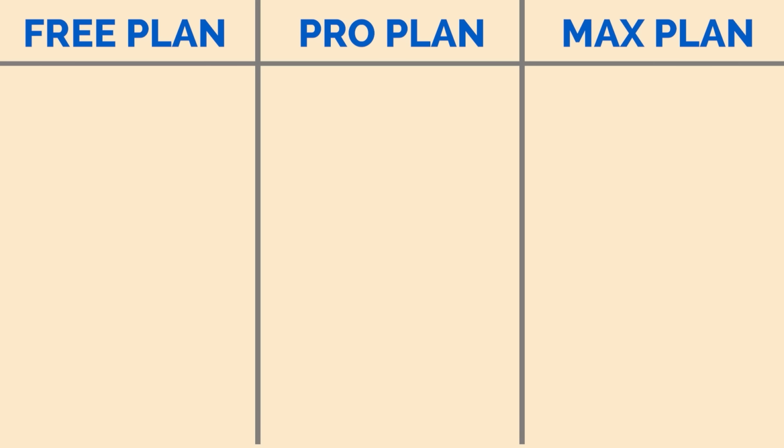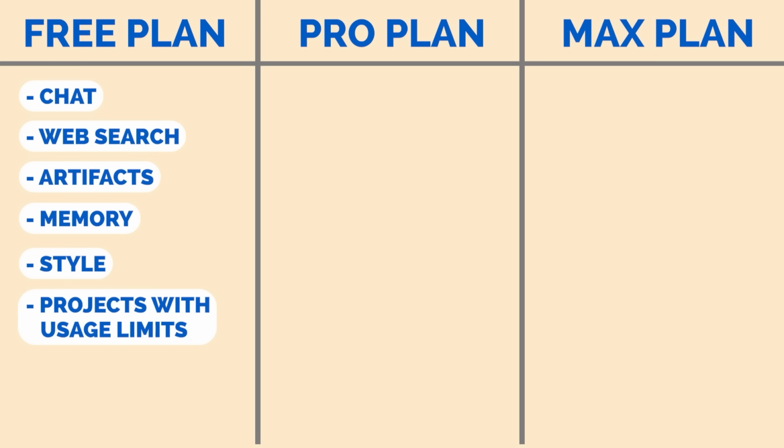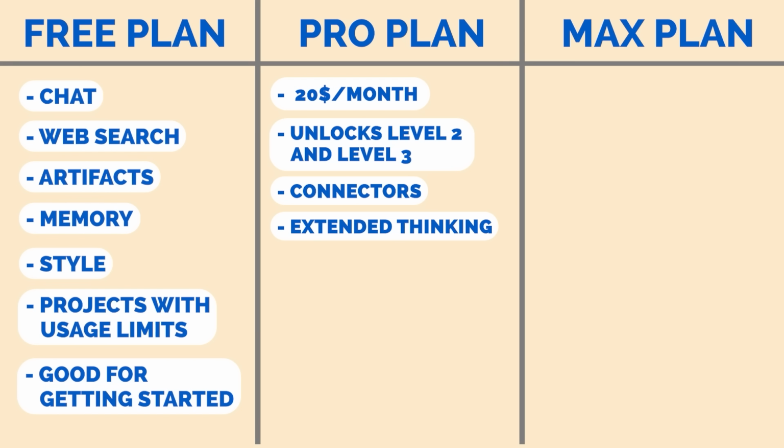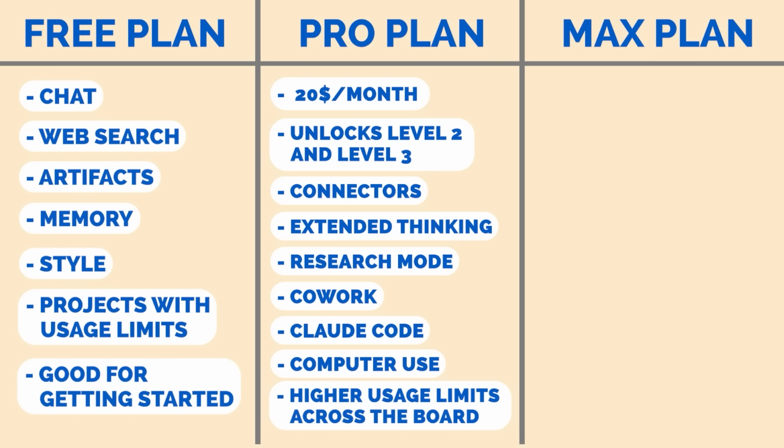Most features in level 1 are covered in the free plan. So for example, chat, web search, artifacts, memory, style, and projects with certain usage limits. It's really good for getting started and trying these features. Pro at $20 a month unlocks the level 2 and level 3 features. So for example, connectors, extended thinking, research mode, Cowork, Claude Code, computer use. With Pro, you get higher usage limits across the board. And if you're using Claude seriously for work, this is the plan.